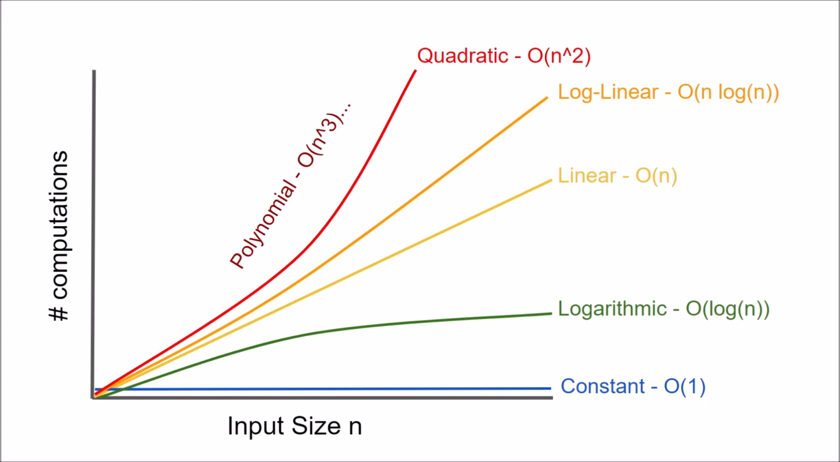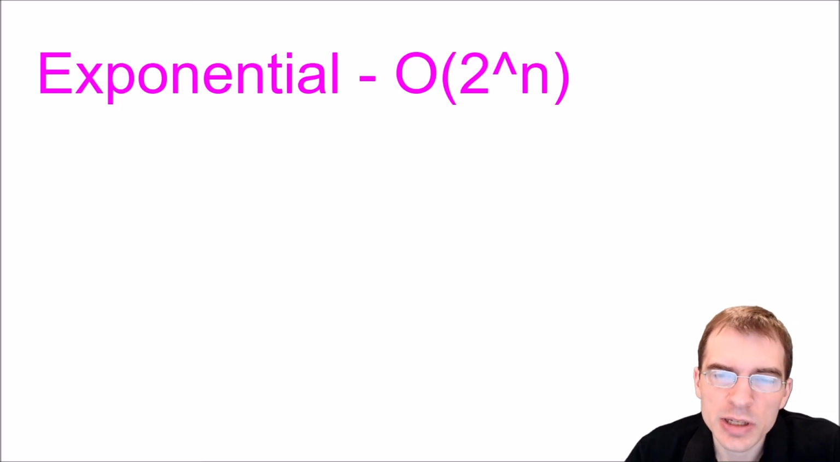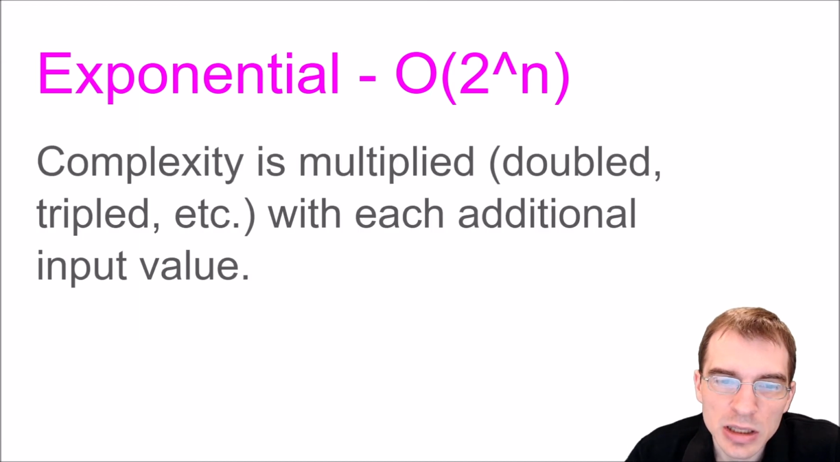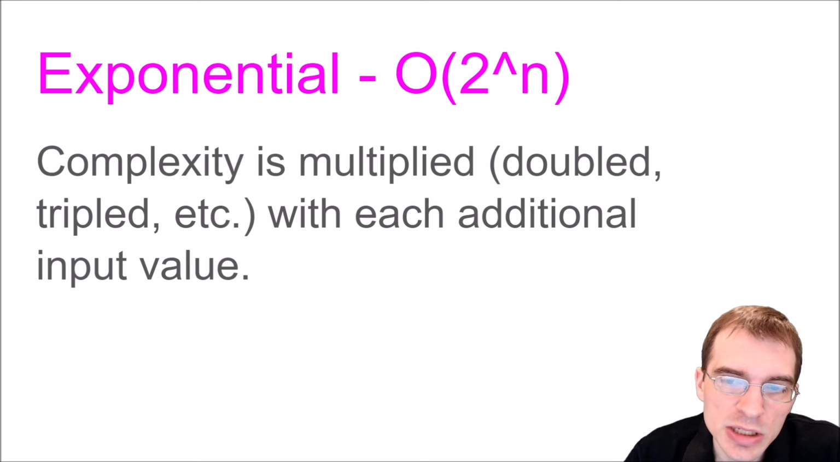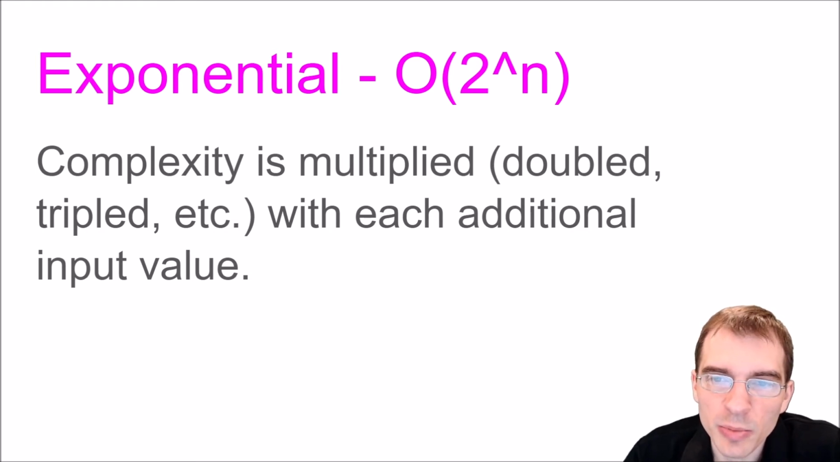Now, even worse than polynomial runtimes are algorithms that run in exponential time. An exponential runtime algorithm, often called O of 2 to the n, although the 2 could be something different depending on how quickly the exponential grows, is an algorithm where the complexity is multiplied with each additional input value. So basically that means if the input size is increased by 1, the computations required to carry out the algorithm are doubled, tripled, etc., based on whatever the number that's being raised to the power of n is. So if it's O of 2 to the n, just adding one more value to the input means you're going to have to do twice as many operations.